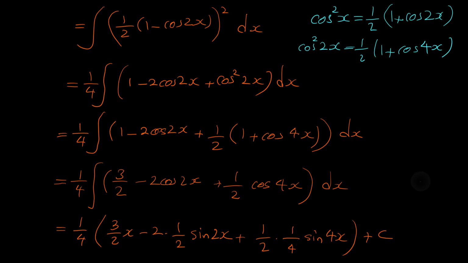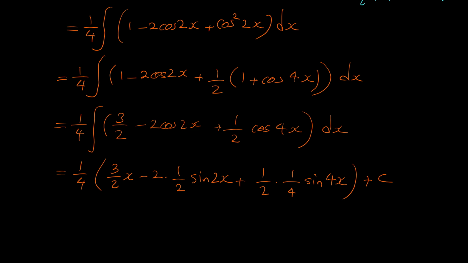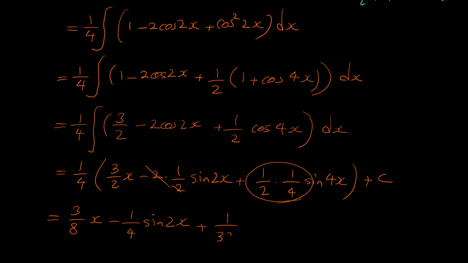So if we want, we can multiply the 1/4 in the bracket, and then we have 3/8 x, this cancels with this, and then we have 1/4 of sine of 2x minus 1/4 of sine of 2x. 1/4 times 1/8, which we have here, would be 1/32 sine of 4x plus c.